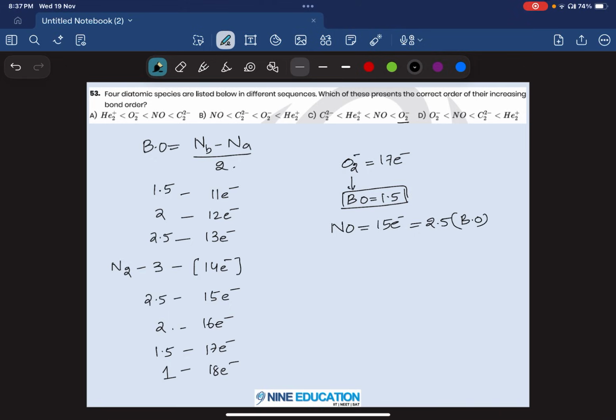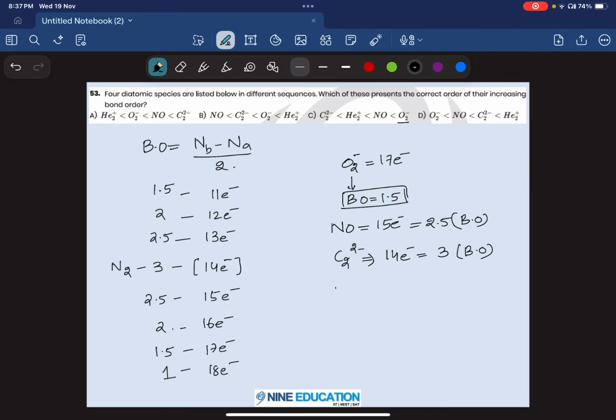15 electron species have bond order 2.5. And in the same manner, C2 minus. The number of electrons present in C2 minus is 12 plus 2, 14 electrons. That means in C2 minus, the bond order is 3.